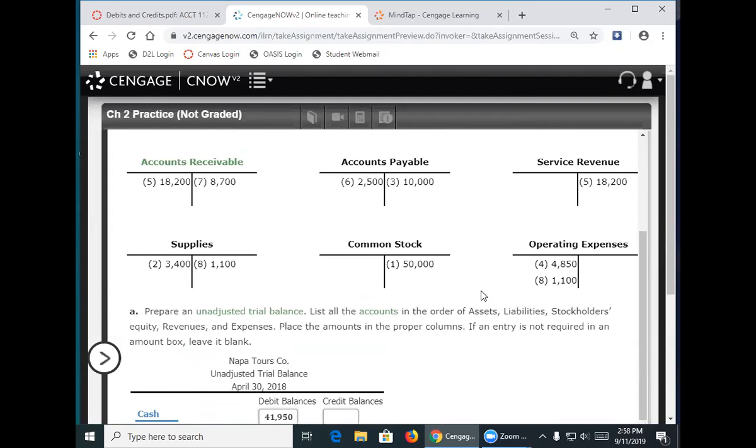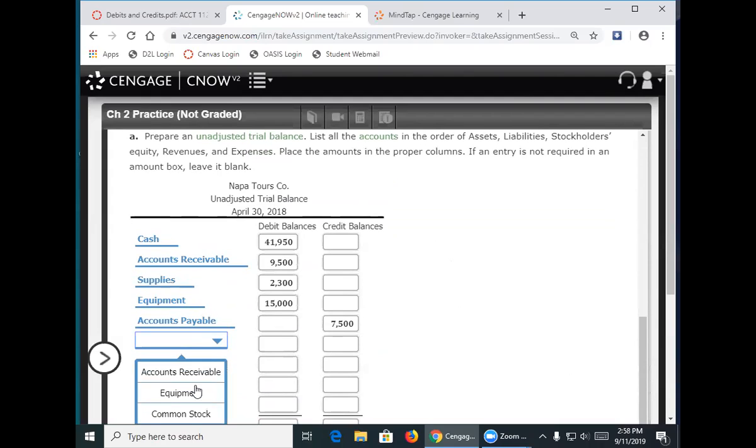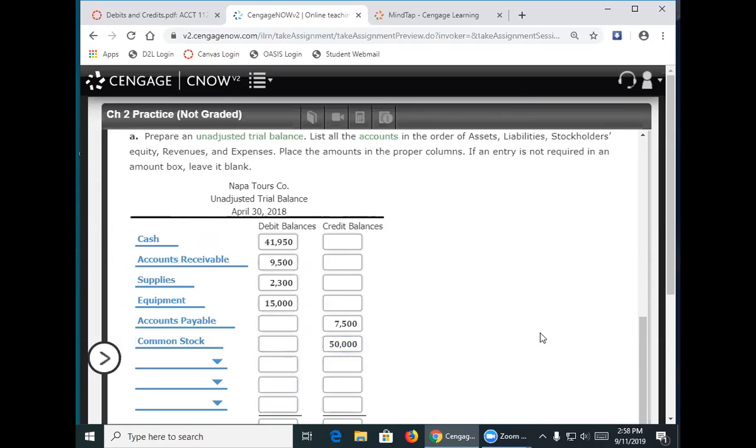Common stock, it obviously just has a credit balance of 50,000. So that one's pretty easy. Right. Common stock is an equity account. It increases equity. So it has a normal credit balance.